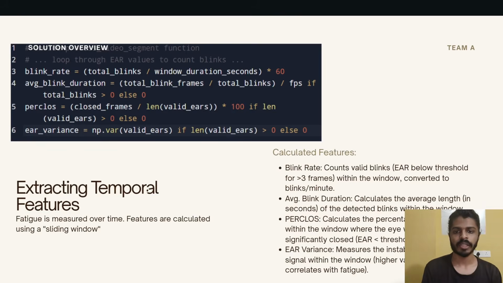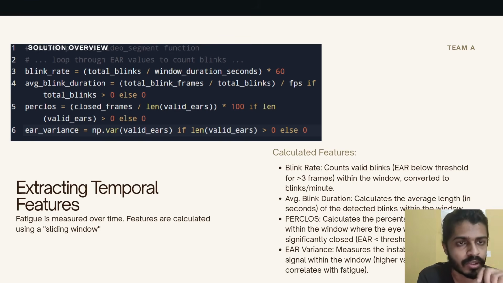Then we come to extracting temporal features. How do we extract temporal features? The first temporal feature is blink rate. We have to find the blink rate. How do we find it? We take 3 frames at a time and check if the EAR was below the threshold. If the EAR was below the threshold, then a blink was happening, and that's why we increment the blinks.